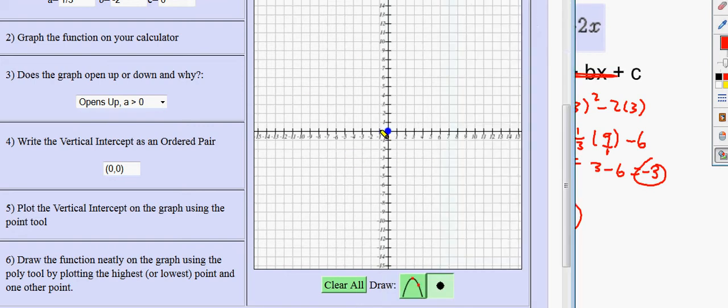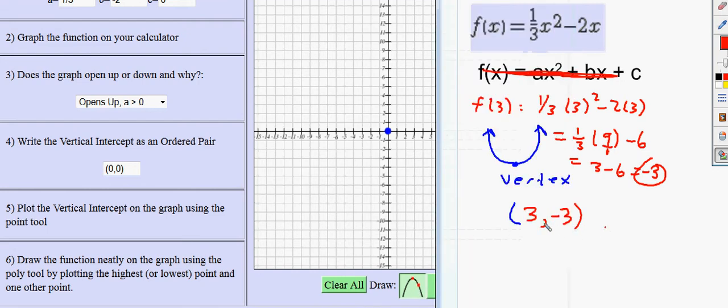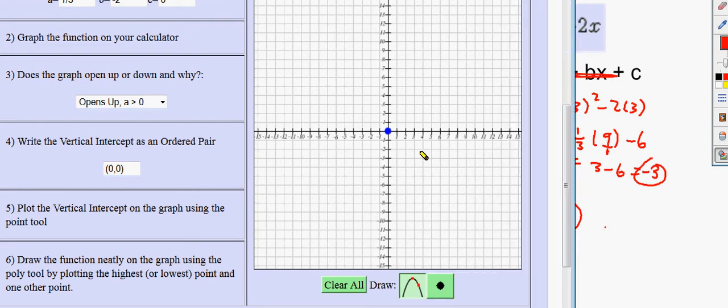So you go back to the graph, and it says plot it neatly by first plotting the lowest point using this poly tool. So you do have to click on the poly tool. My lowest point was 3, -3. So here we go, 3, -3. That's going to be the lowest point. And move up, because our parabola opened up. And we had to pick some other point. It said one other point. But we know it goes to the point 0, 0. So I'm just going to pick that one as my second point. And it's a little different than the other videos I made, but not much.